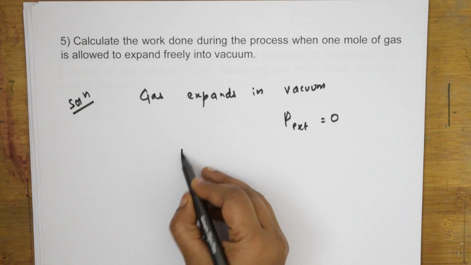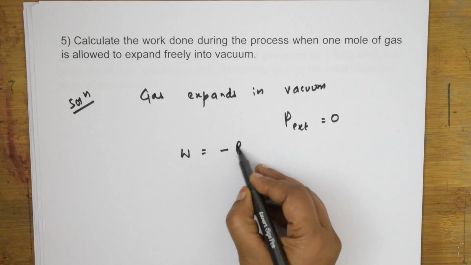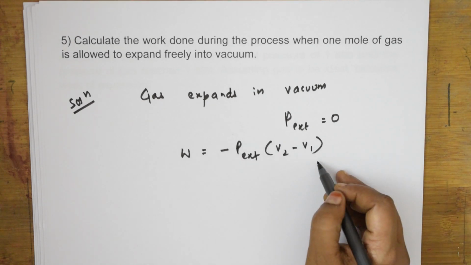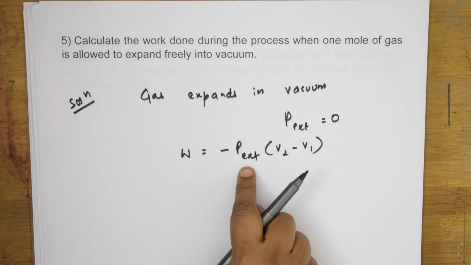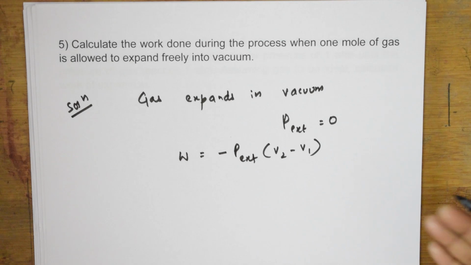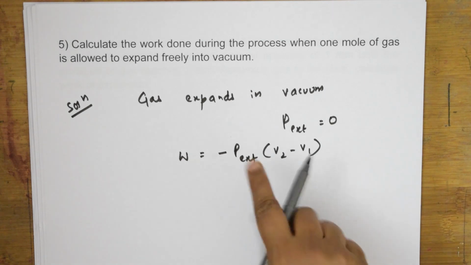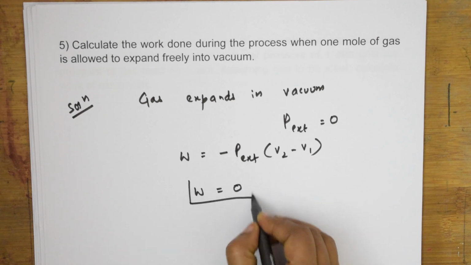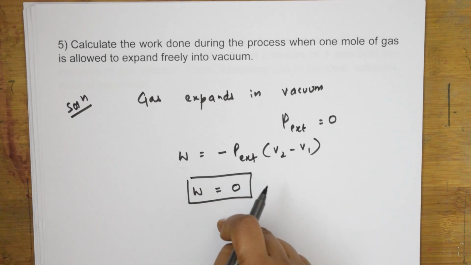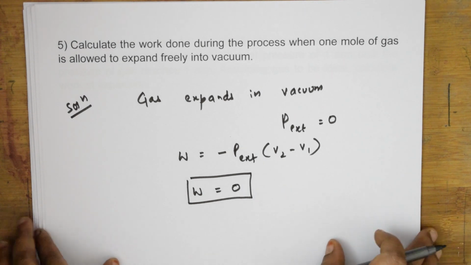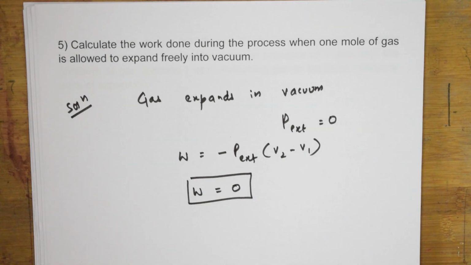So therefore, what can I write? The formula W is equal to minus P external times (V2 minus V1). When P external is 0, because it is expanding in vacuum and you don't have any air pressure, this whole quantity W becomes 0. So the work done when gas is allowed to expand in vacuum is 0. Remember that. Right, let's come back and see the sixth question.